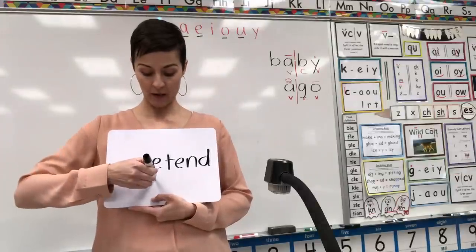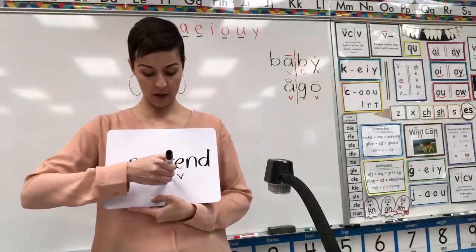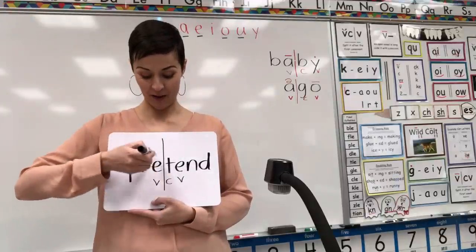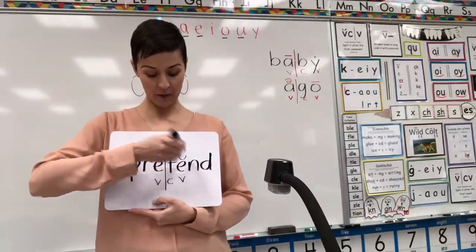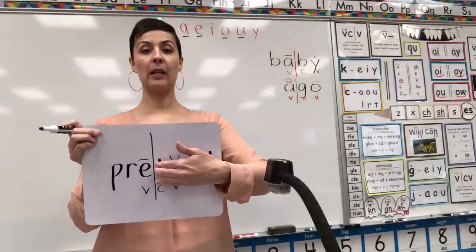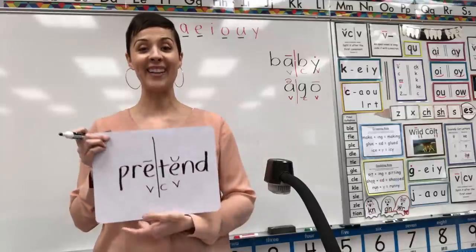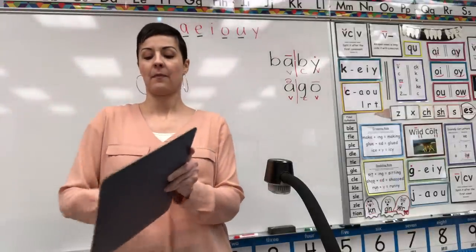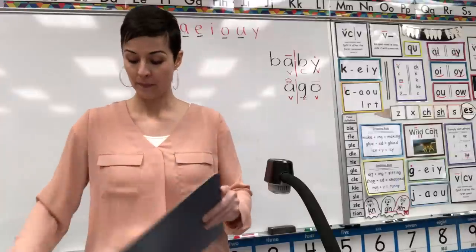And you should have said vowel, vowel, consonant. Split it after the first vowel. Macron breve, so that you left an open vowel in the first syllable. Pretend. Erase, erase, or fix it if you need to. And let's go to our next word.